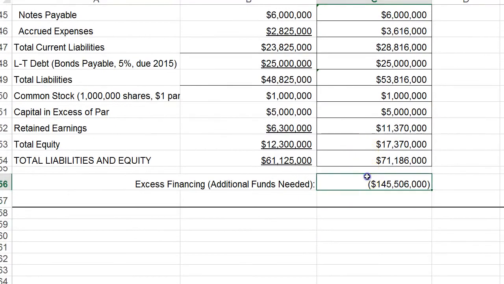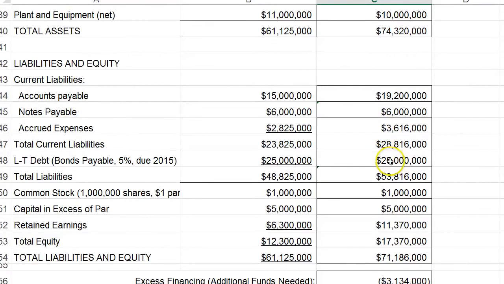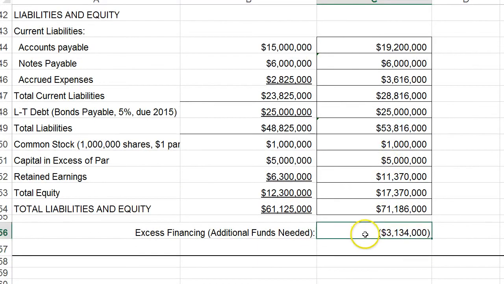So this would mean that additional funds are needed of 3 million. I think I have to do the calculation the other way. Try not to get hung up on plus or minus signs. Just know that if the assets are larger than the equity and liabilities, you have to get additional funding or additional capital, either issue new stock or issue long-term bonds.